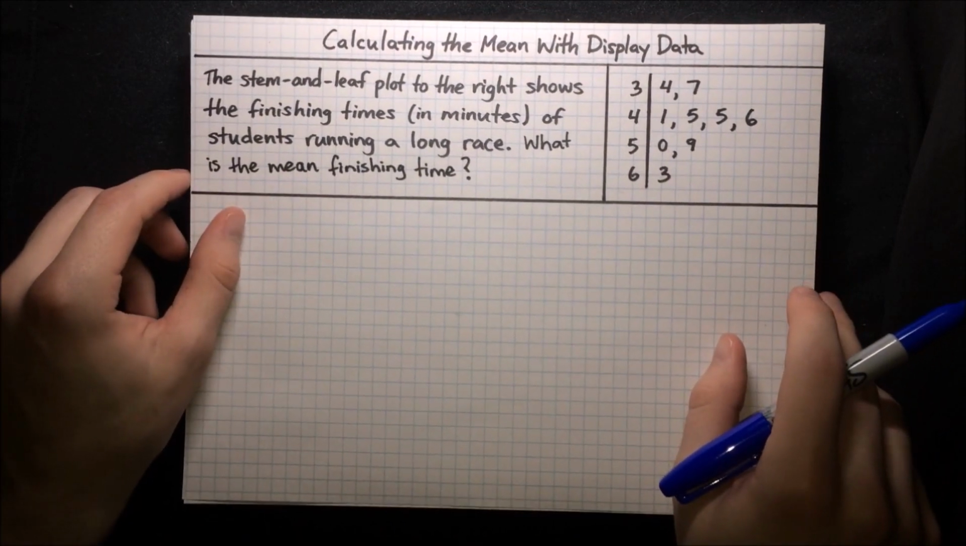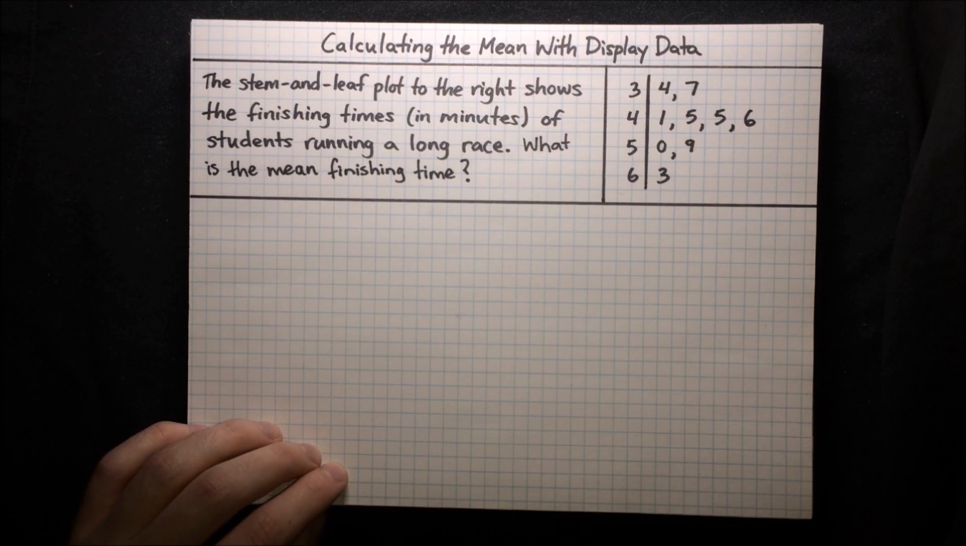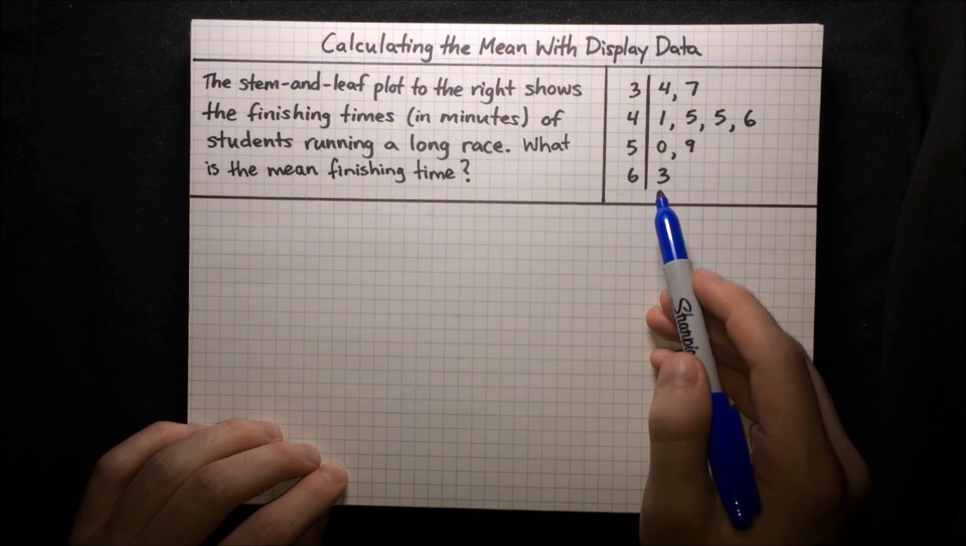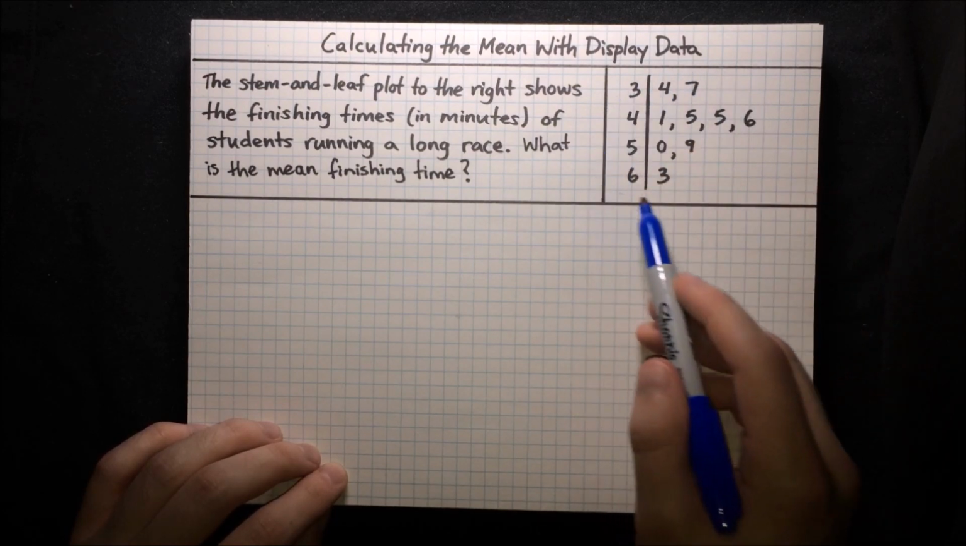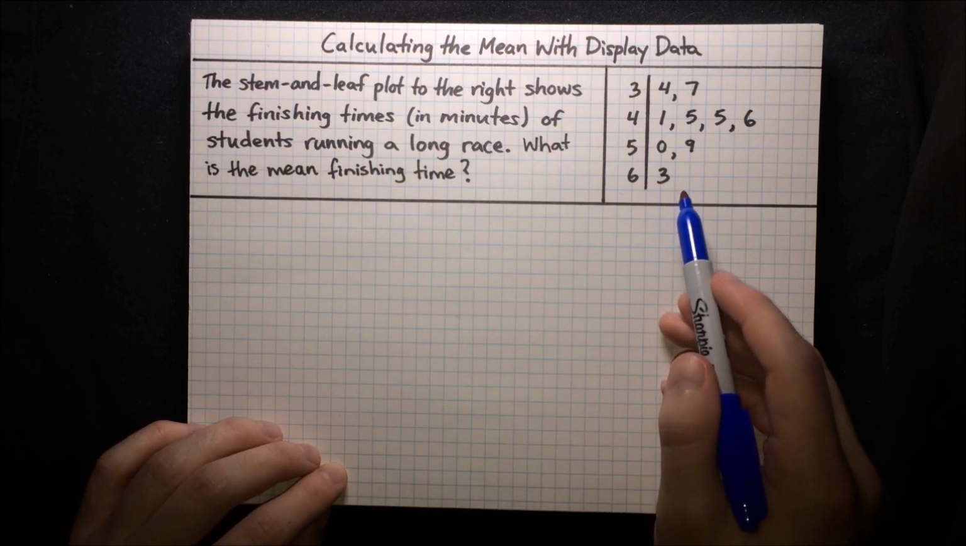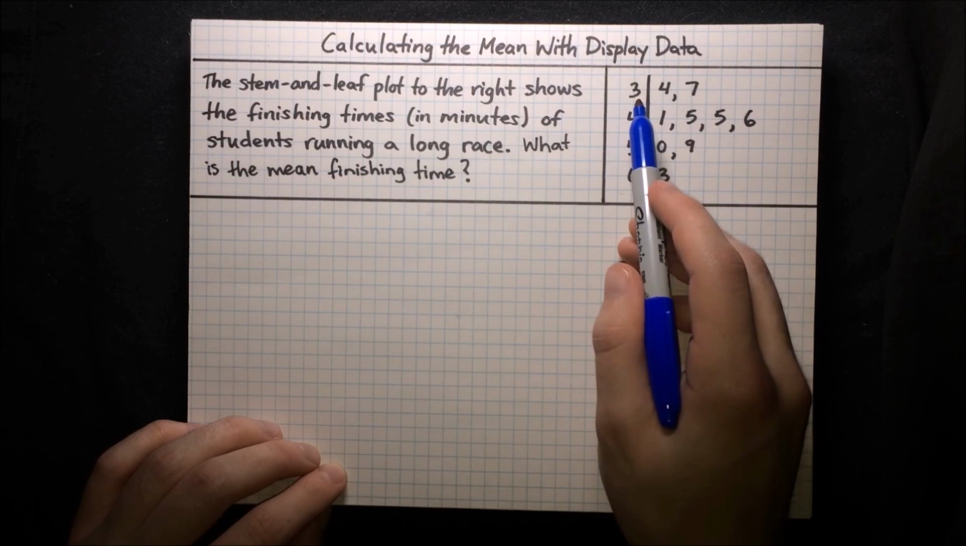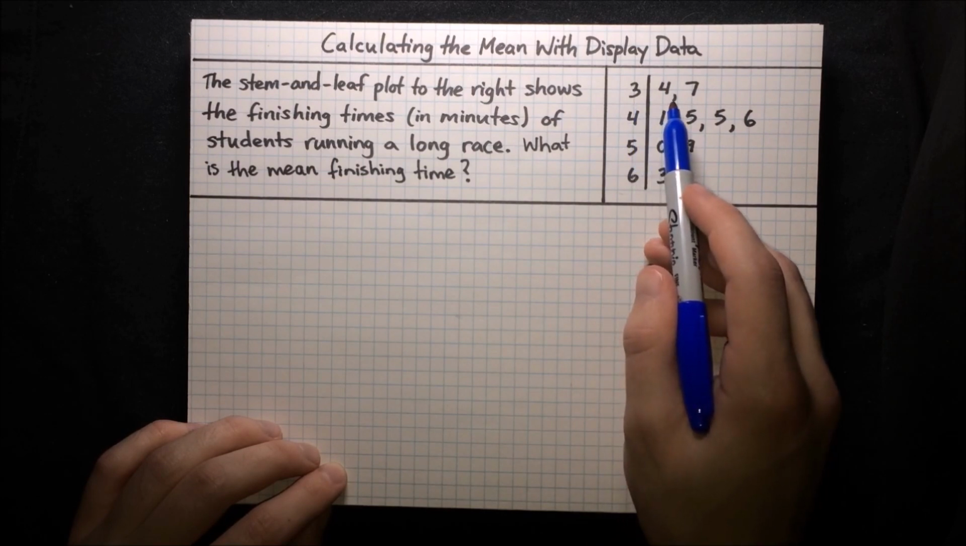Alright, this next question here has to do with a stem and leaf plot. So this stem and leaf plot to the right shows the finishing times in minutes of students running a long race. And we want to answer the question, what is the mean finishing time? Alright, so let's talk about this stem and leaf plot here. This stem and leaf plot represents a data set, and the values in the data set are 2-digit numbers. The tens digit is shown to the left of this vertical line, and the ones digit is shown to the right of the vertical line.